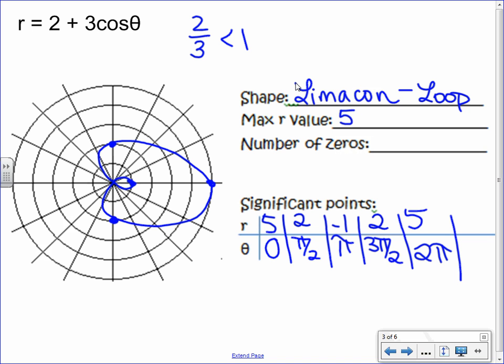How many times did we hit the pole? Twice. So how many zeros? We have 2 zeros. Now why would I not make you solve them? If I plug in 0, then I would subtract the 2 and divide by 3. It's not always a nice unit circle value, and this is a non-calculator quiz and test. So, that's fine.